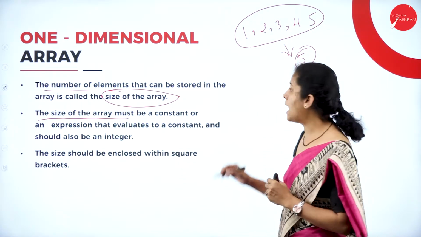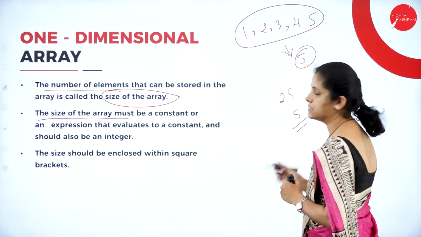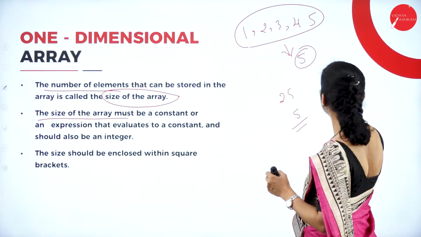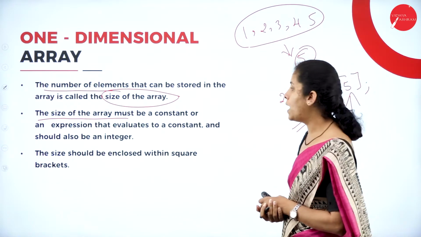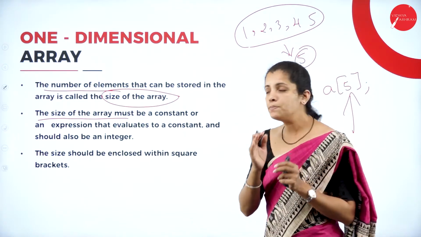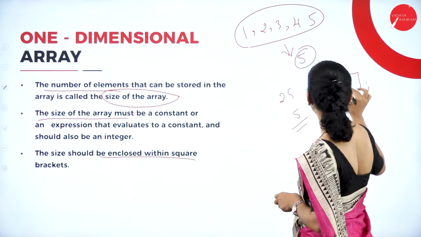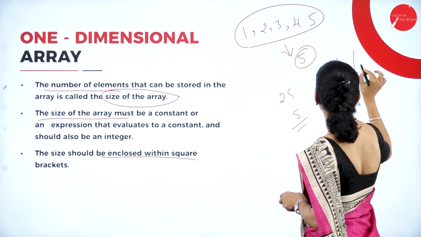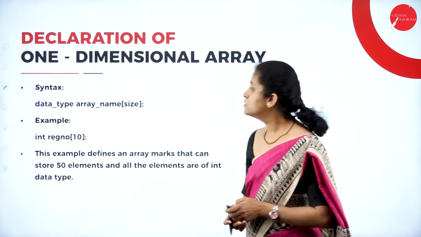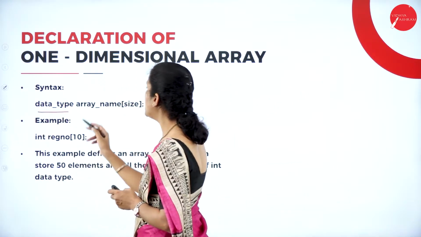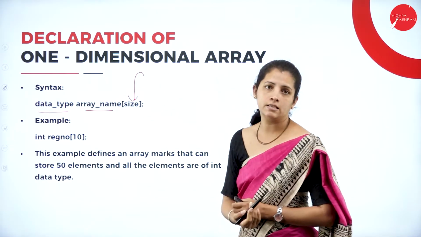I cannot have a 2.5 or 0.5 size. Whatever the value, when I specify A of 5, it is an integer value as well as a constant value. And the size must be enclosed within the square brackets. Now, I'm going to have the syntax. Here, first I have the data type, along with that I have the array name, and I'm going to specify the size.